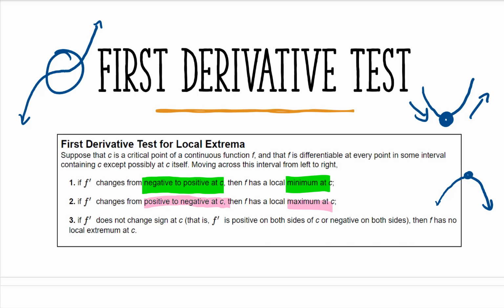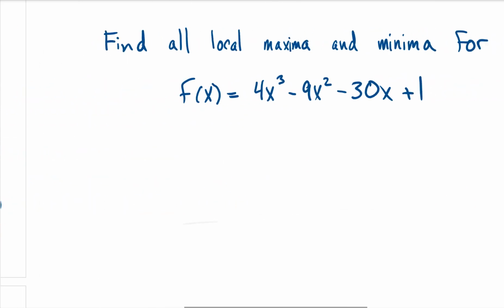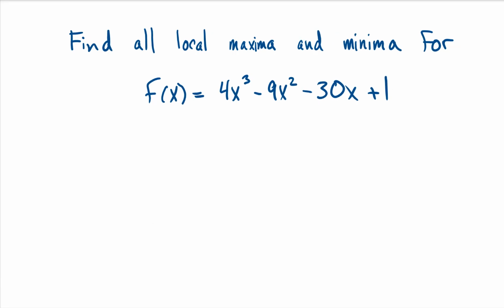But if it changes from negative to positive at some value, then you got a minimum. From positive to negative, you got a maximum. Let's do a problem. We're going to find all local maxima and minima for f of x is equal to 4x cubed minus 9x squared minus 30x plus 1. This one's nice and cooked up.